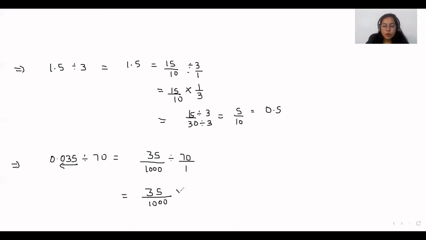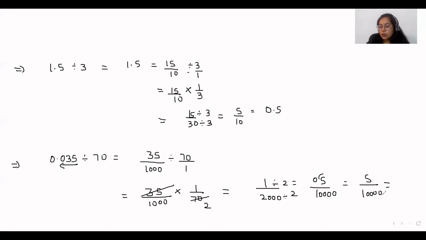Then convert the division sign into multiplication and reciprocate it. You can eliminate it by this. In the table of 35, you can reduce it here. 70 comes 2 times, or you can write it as 1 over 2000. So how can you solve it? You can make it 1000 by dividing by 2. 1 divided by 2 is 0.5 and 2 divided by 1000 is 1000. Eliminate the point and write 1 not 0. It becomes 5 over 10,000. How many zeros? 4. So write 4 digits and the point, and it is done. That's how you can solve the division of a decimal number by a whole number.